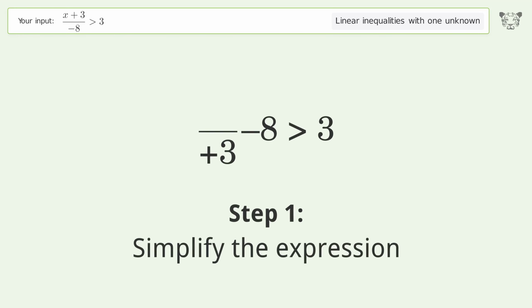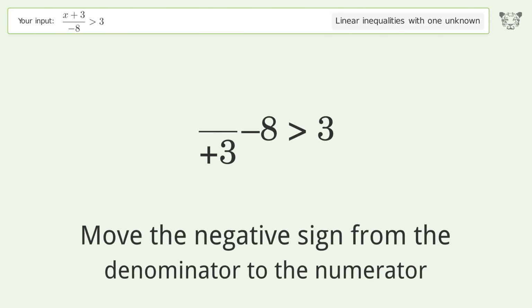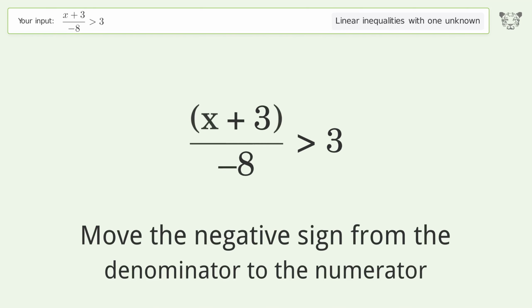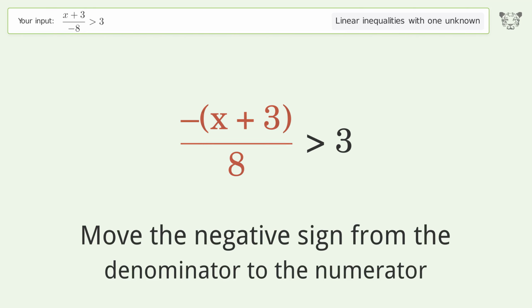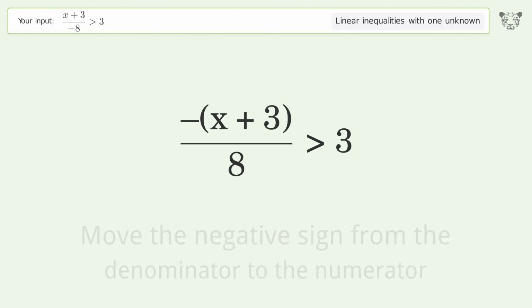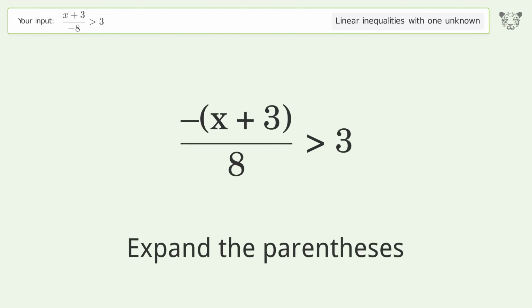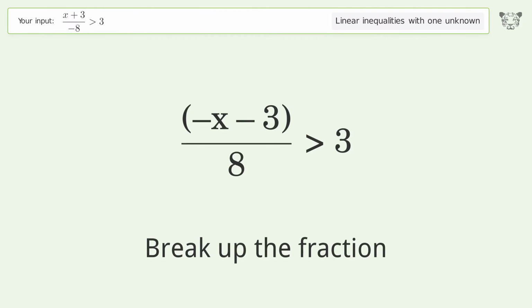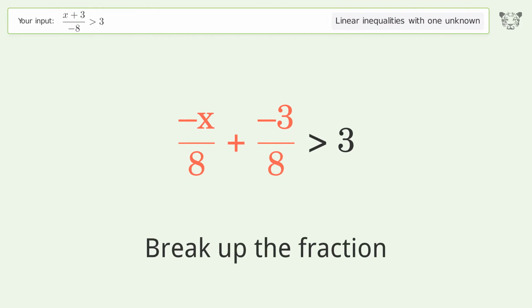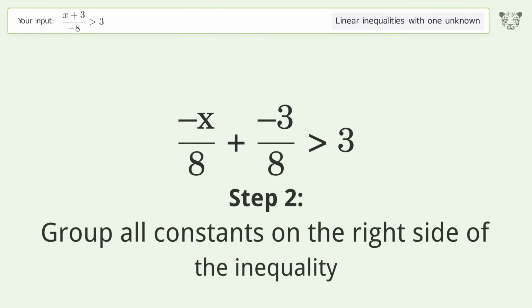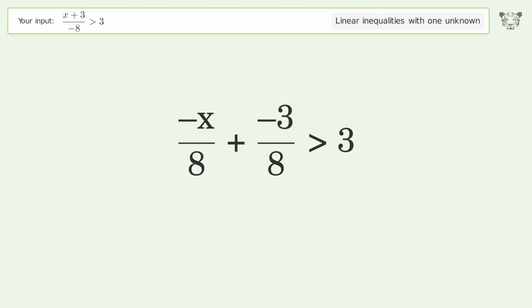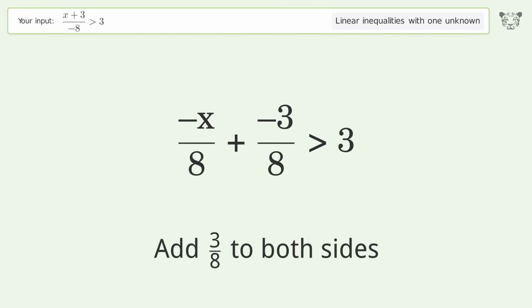Simplify the expression. Move the negative sign from the denominator to the numerator. Expand the parentheses. Break up the fraction. Group all constants on the right side of the inequality. Add 3/8 to both sides.